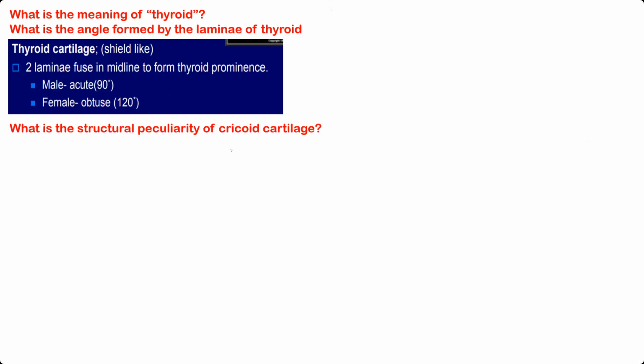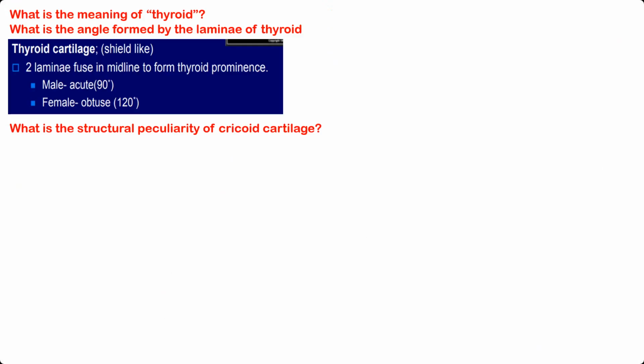What is the structural peculiarity of the cricoid cartilage? This is the peculiarity of thyroid cartilage. Does cricoid have any peculiarity? It has the meaning of a complete ring. It has a signet ring appearance. Okay, it has what is called the signet ring appearance.